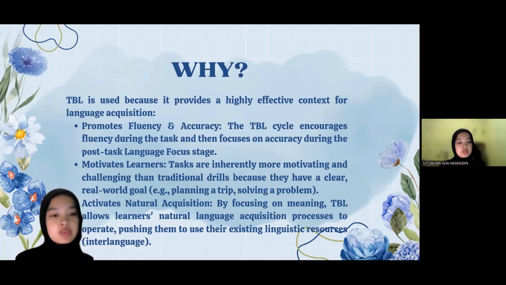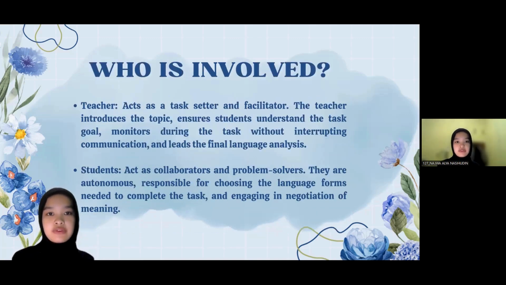And then the last one is activates natural acquisition. By focusing on meaning, TBL allows learners' natural language acquisition process to operate, forcing them to use their existing linguistic resources or interlanguage. Next is who is involved.